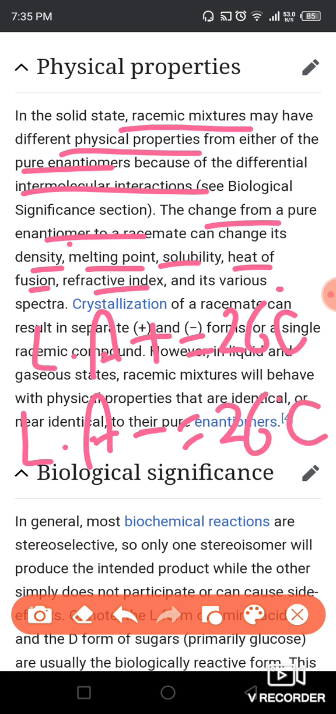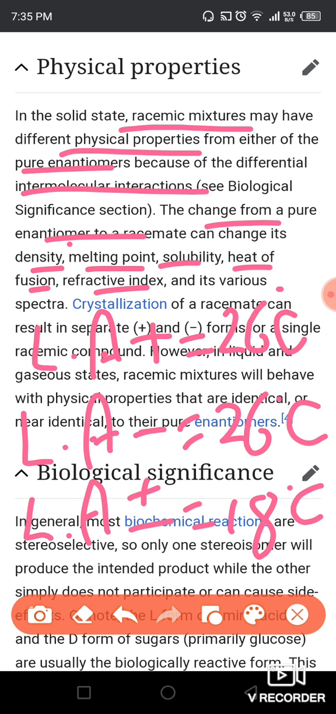But if you see the racemic mixture of lactic acid, the racemic mixture is represented by plus and negative sign both. So whenever a plus and negative sign both are written, it means that it is a racemic mixture, and the melting point of this racemic mixture is 18 degrees. So now you can see here how the melting point is affected. Actually your melting point is 26, but when you form the racemic mixture, its melting point decreases.